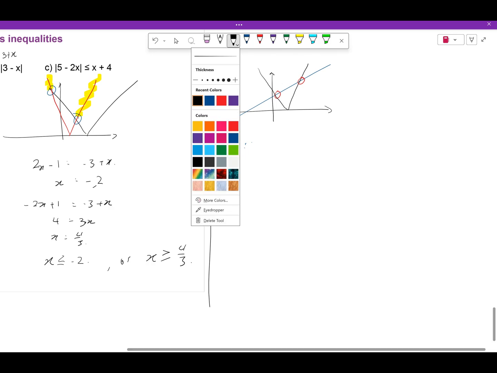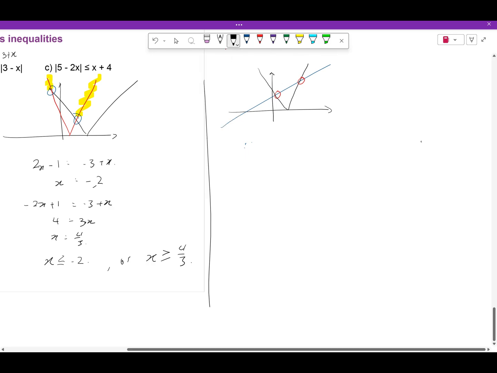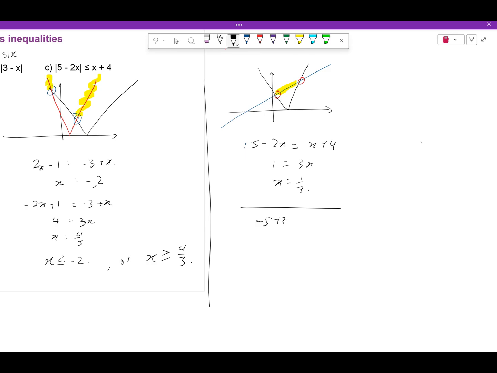So in this case, what is our requirement? Our x plus 4 must be bigger than any of them. What you realize is, when they are bigger, it is only in this area. The blue must be bigger than the black. So only the yellow shaded area. So it is the inner part. So that means 5 minus 2x equals to x plus 4. Oh, sorry, equals to x plus 4. 1 equals to 3x, so x equals to 1 over 3. The other one is negative 5 plus 2x equals to x plus 4. So x equals to 9. So because it is inner, here is 9, and here is 1 over 3.